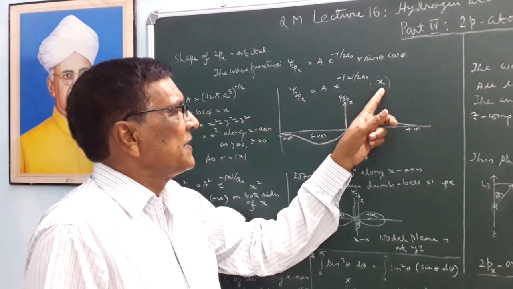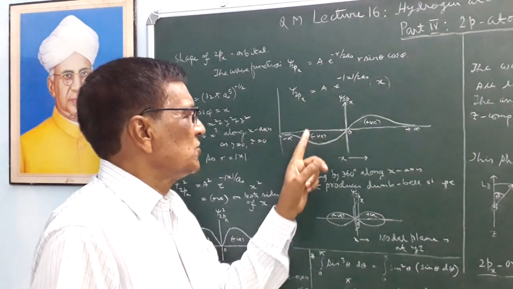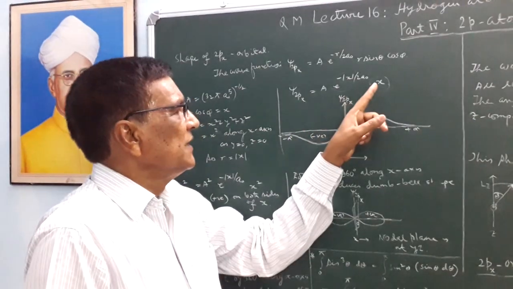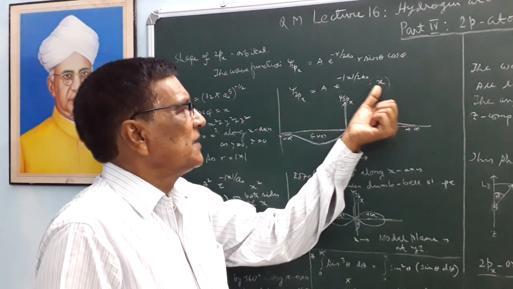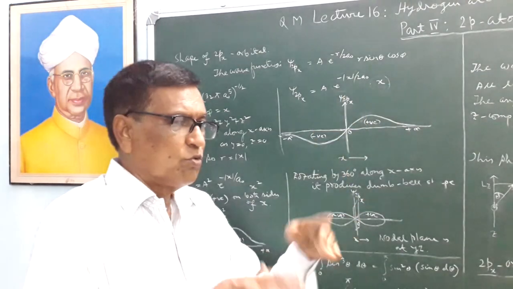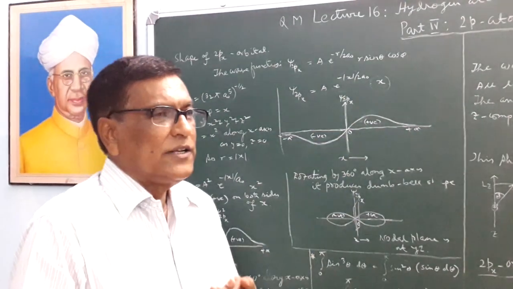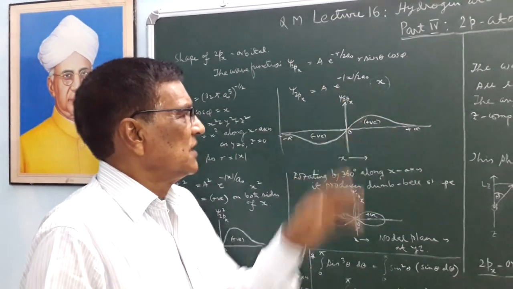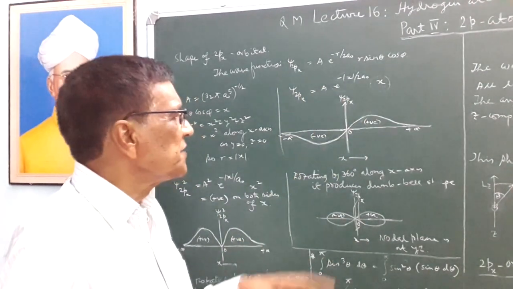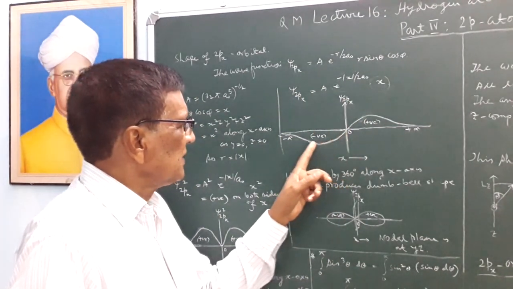Whenever we are considering 0 to minus infinity, the left side, then x is negative, so psi 2px is also negative. So in this case also it is a Gaussian distribution. The exponential term and the non-exponential term are both changing in opposite directions. When one is increasing, the other one is decreasing. So this one will be like this.